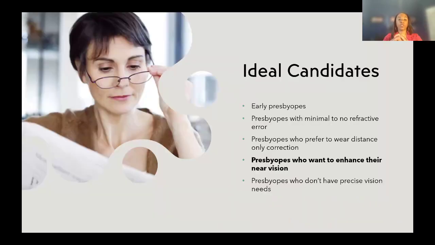Ideal candidates are those patients that are early presbyopes with minimal to no refractive error, presbyopes who prefer to just wear distance correction, people that want to enhance their near vision, not replace their near vision, like not improve it to what it was 20 years ago, and presbyopes who don't have precise vision needs. That last bullet point is the category that I found that it's helped the most. Patients that really don't have to be on a computer, don't have to do a lot of reading. They just want to see a little bit better up close. They're not very picky at all. They're just looking for a little bit of improvement.